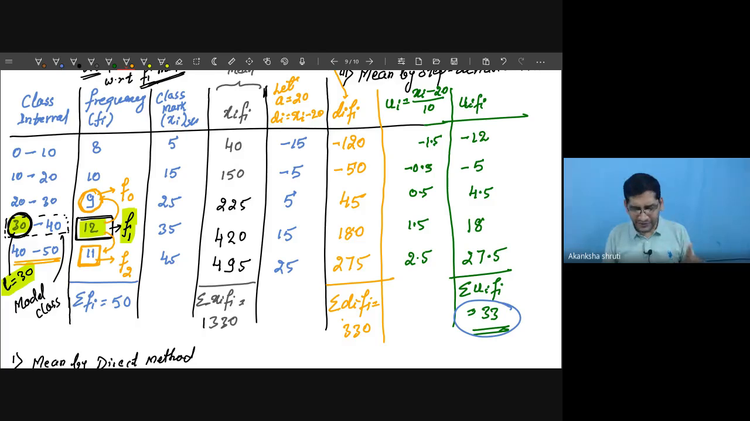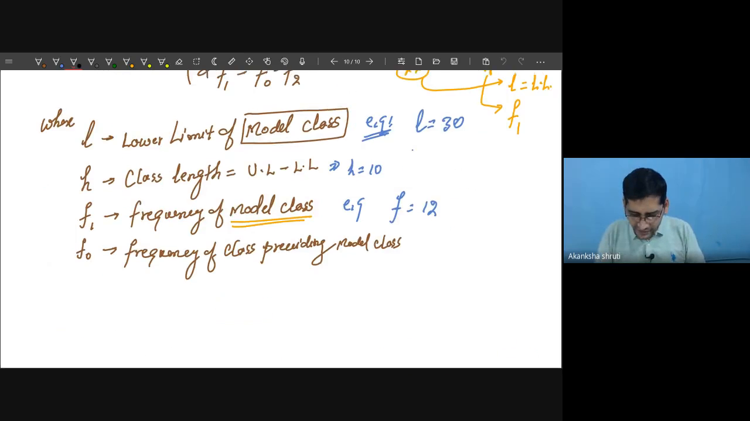So this way, very first allocate the model class by observing the frequency, then determine the lower limit, determine the h also. From here the h can also be determined. It is obvious that 40 minus 30 is our 10. Always it will be 10. Then after that, determine the F0 by observing the frequency just before the F1, it is 9, and F2, the frequency just after the F1, it is our 11. Okay, student? So these things have to be written here. So the frequency of the class preceding the model class means just before.